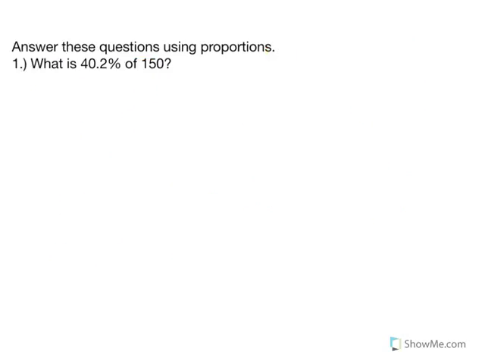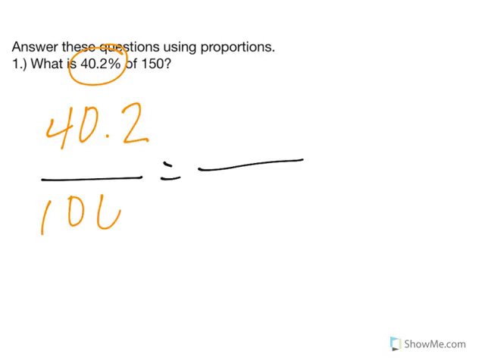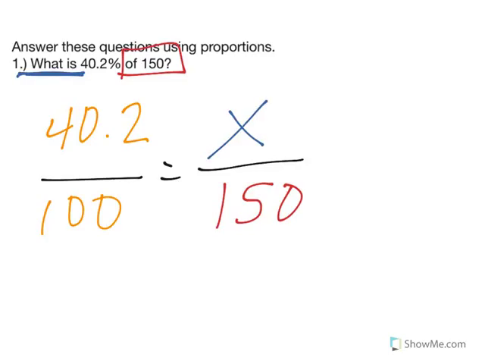What is 40.2% of 150? Okay, so I want to think about my proportion. I locate my percent pretty easily. Percent, just like it is, always over 100. Now, when I look at the rest of my problem, I see of 150. Well, of goes on the bottom. What is? I don't know what is. So x goes on the top. So I cross multiply, and at this point I hope you've watched enough videos that you are familiar with cross multiplying, and we end up with an x value of 60.3.